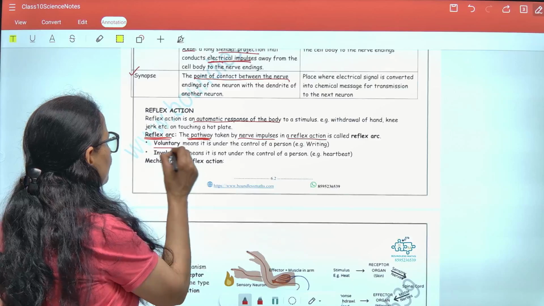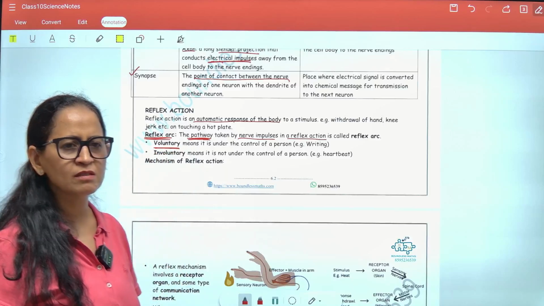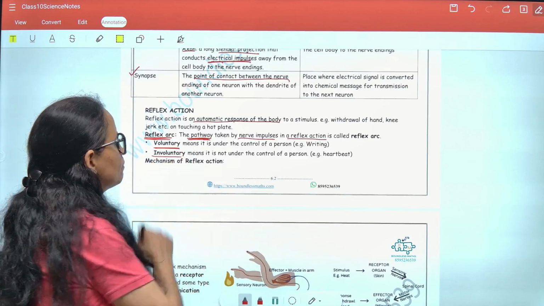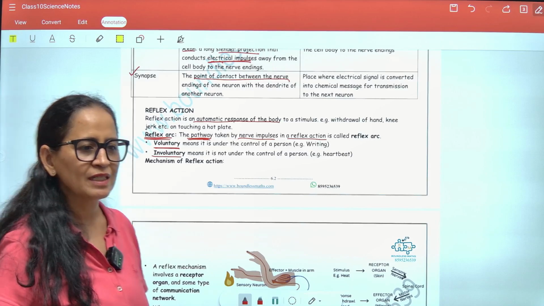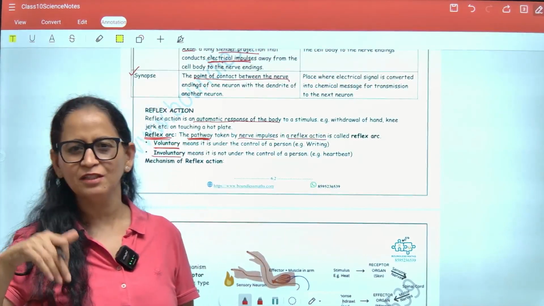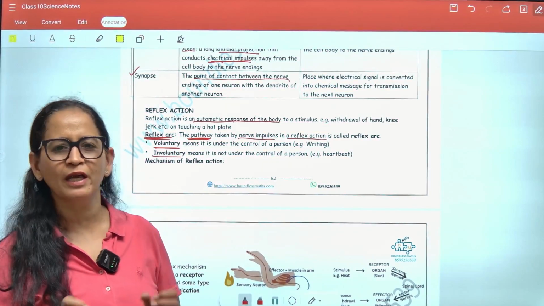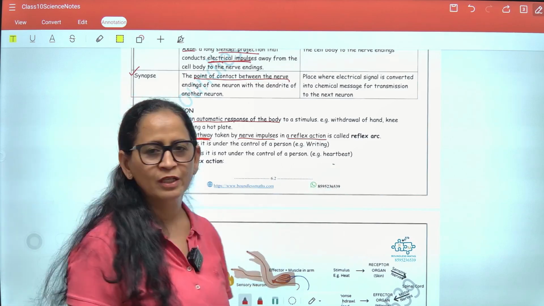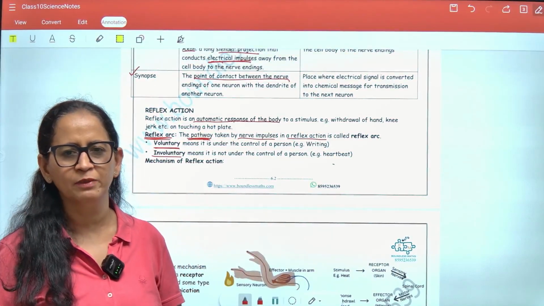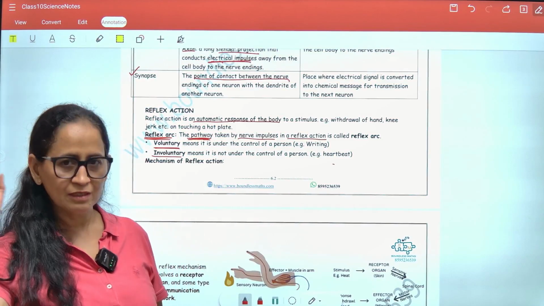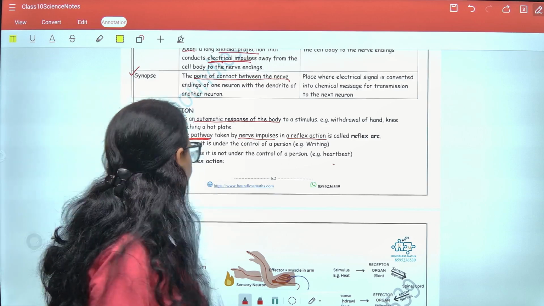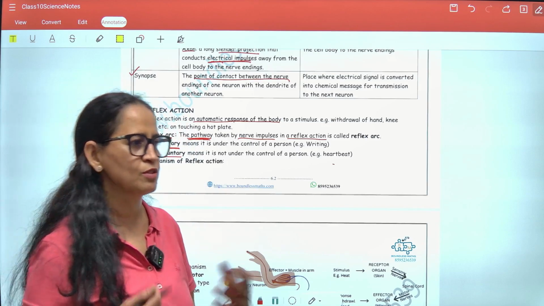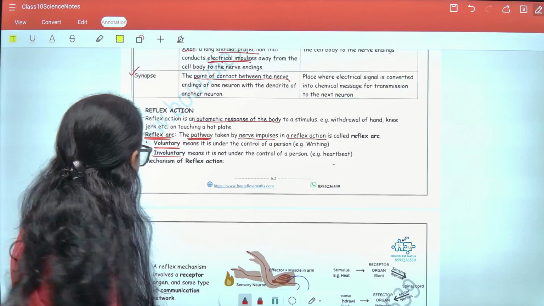Now what does the word voluntary mean? Voluntary means something that is under your control, and involuntary is something that is not in your control but is controlled by the brain. Definitely it is controlled by the brain, but you cannot control it on your own. For example, the heartbeat. You cannot control how your heart is working. It is controlled by the brain, not by your will, right? But if you want to move or not, to stand, to sit, to write, to speak, all these are voluntary actions.